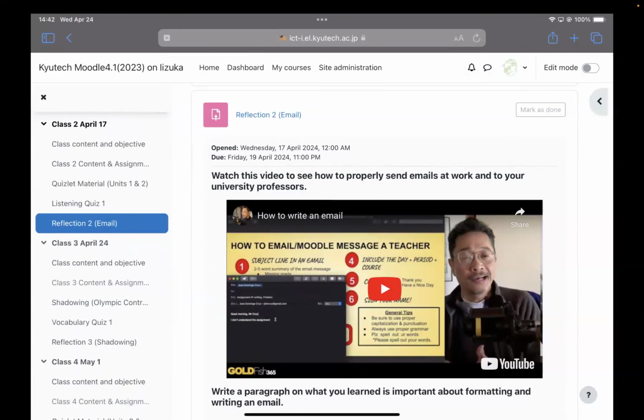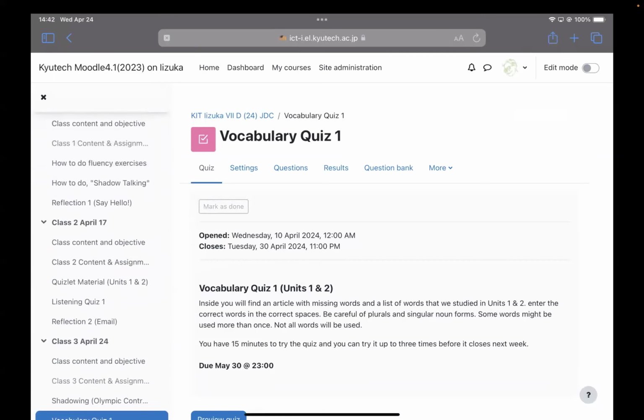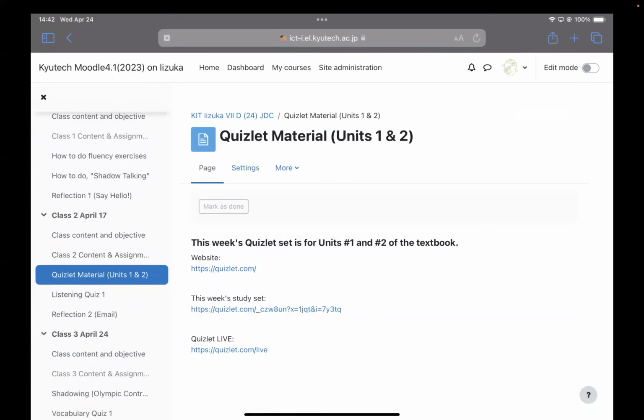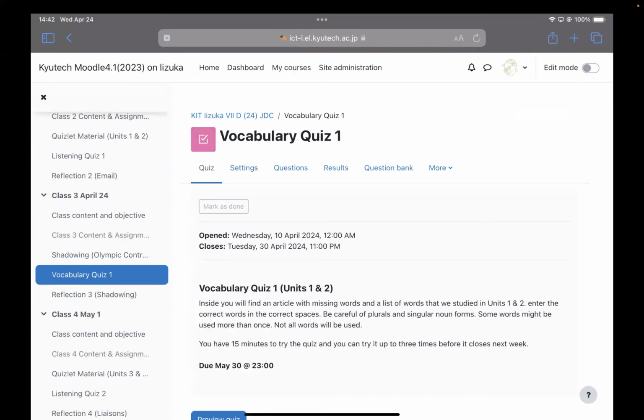This week, okay, you have a vocabulary quiz, and this vocabulary quiz is based on the vocabulary that we already studied in the Quizlet sets. So those Quizlet sets from units 1 and 2, this material will be on this vocabulary quiz. So I suggest you study it and try to do your best, try to remember it, then take the quiz.